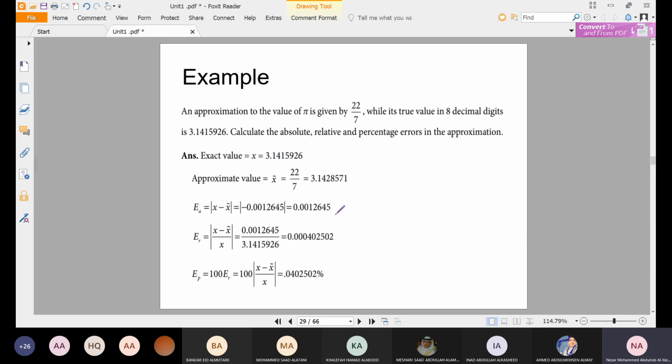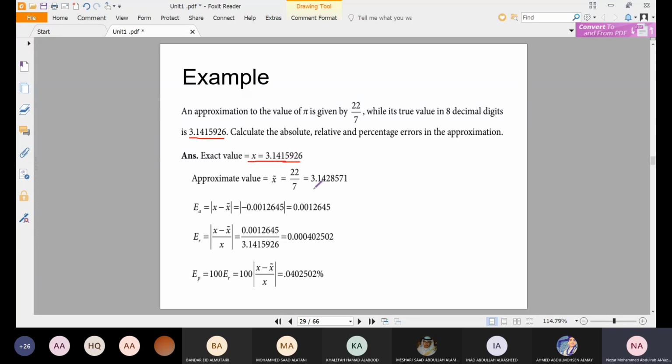This is another example here. The true value, for example, for the pi. Sometimes if we have some approximation, we have also the true value or the exact value. Here, for example, the pi is equal 22/7. While it is, for example, the true value, we might represent it in 8 decimal digits. Okay, so if I have the true value, for example, this is the true value of the pi. The pi equals this true value that we have.